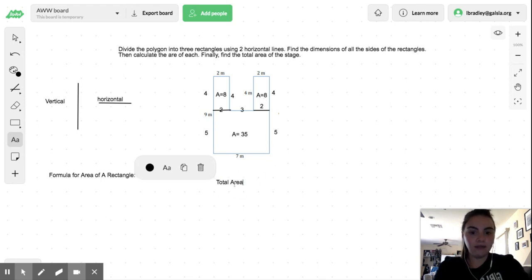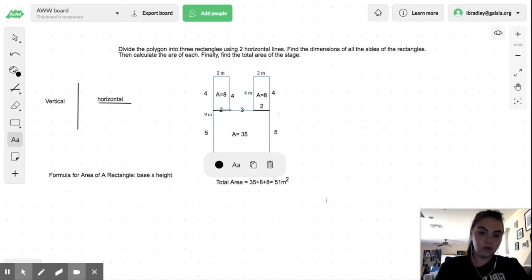So you're going to have total area equals 35, because that's the area of this rectangle, plus 8, because that's the area of this rectangle, plus this other 8 over here, because that's the area of that rectangle. And you're going to get a total of 51. And they did give us units for this. I didn't put it in, but that's in meters. So then you're going to say meters, and then, of course, squared. So your total area for this entire thing is 51 meters squared.